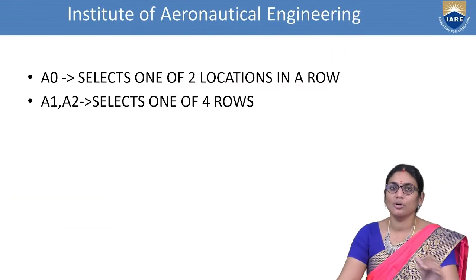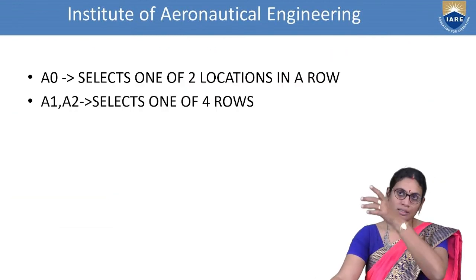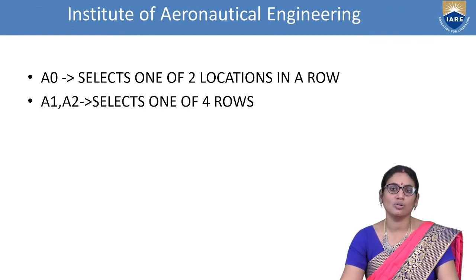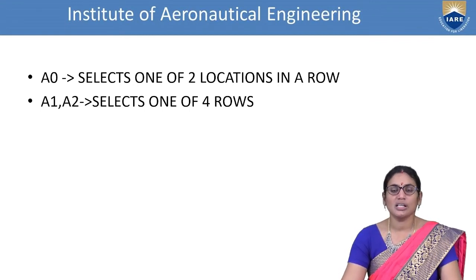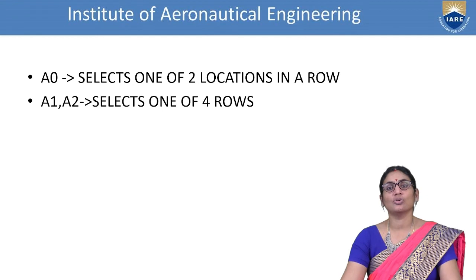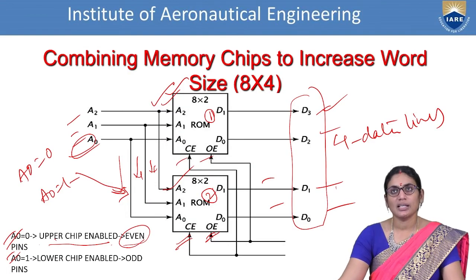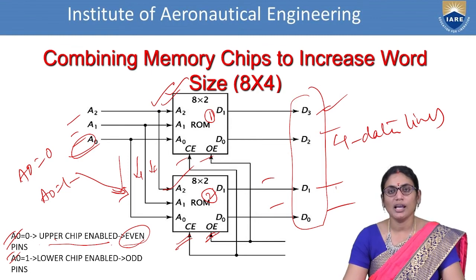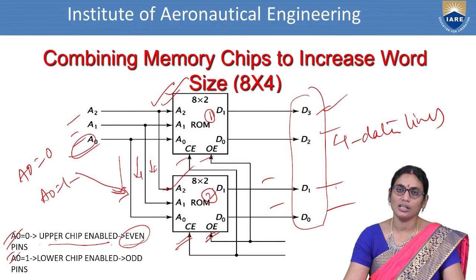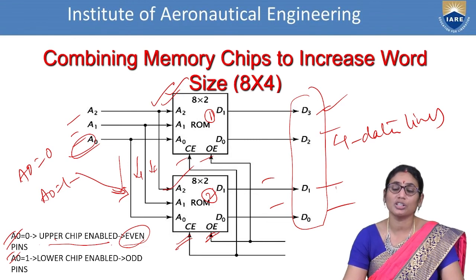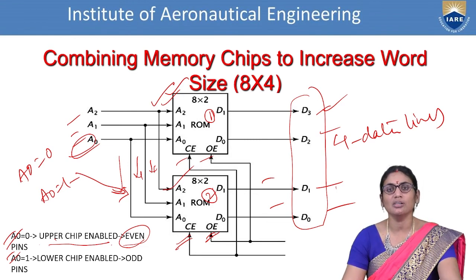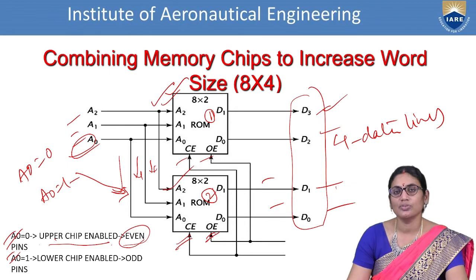So here is the operation. If you are selecting A0, then any two locations in the row will be selected. If you are selecting the second decoder, any of the 4 rows will be selected. In order to increase the size of the word, or the size of a memory, we can use a combination of chips to handle the size of the data or the size of the word.